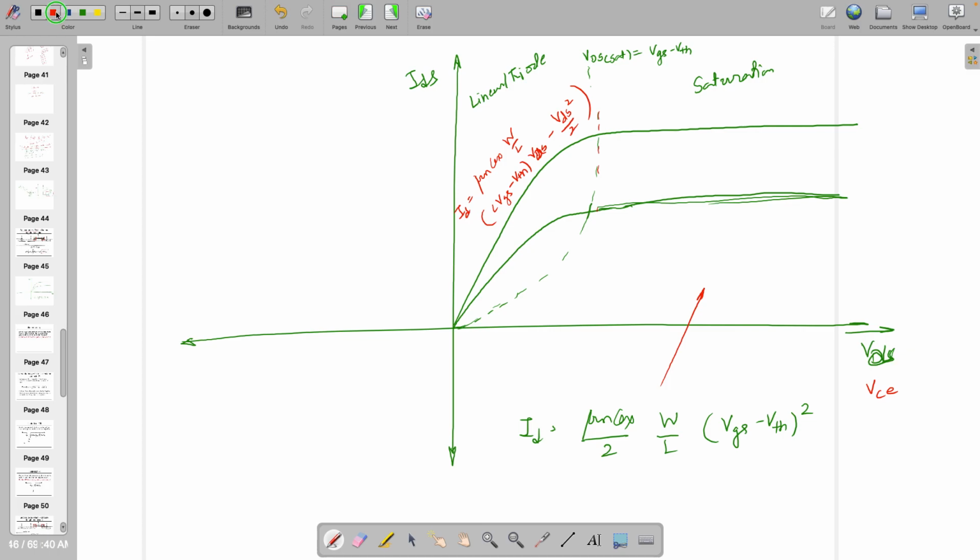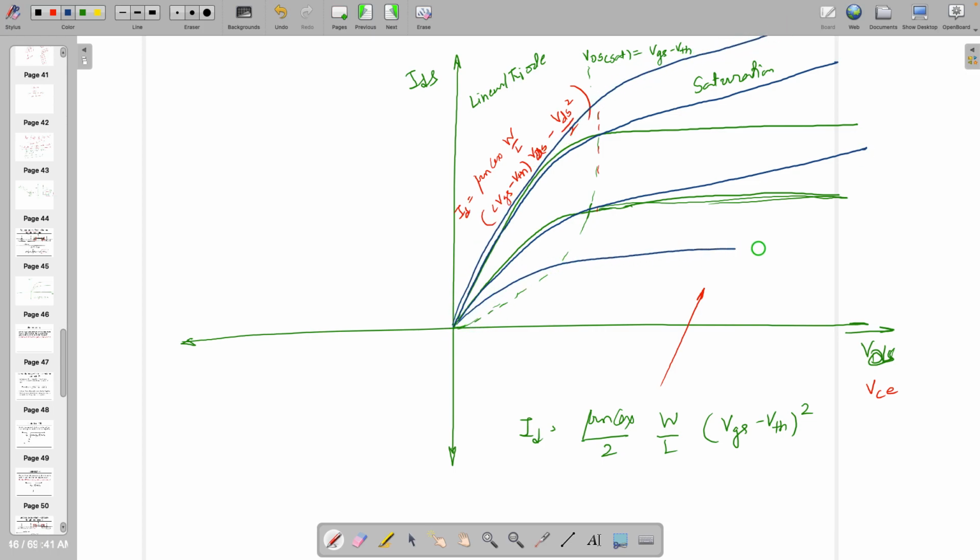However, in the presence of channel length modulation, in reality, you are going to see something like this. Some slope might be there for different values of VGS, by the way. So VGS values are increasing for different curves. This is what is going to happen, and you will experience some slope over here.